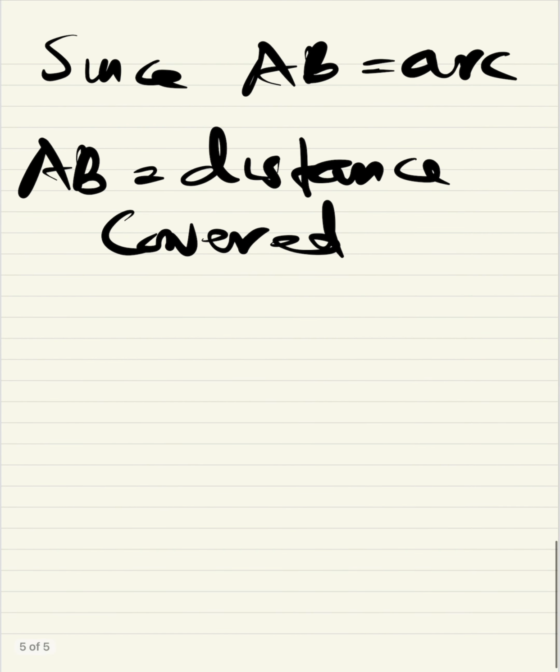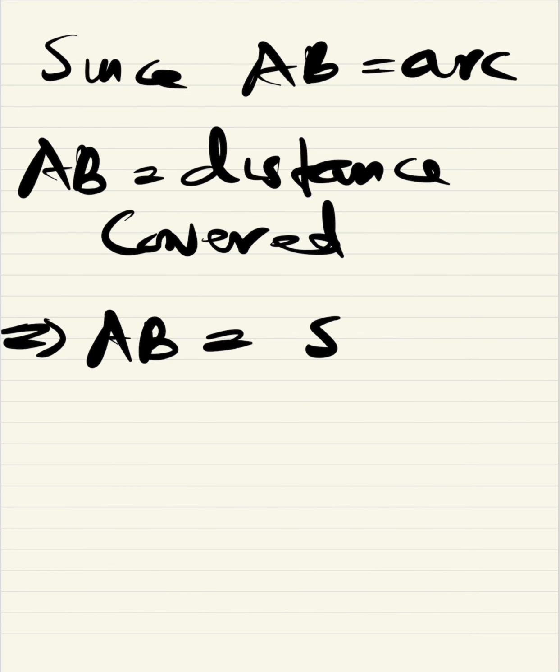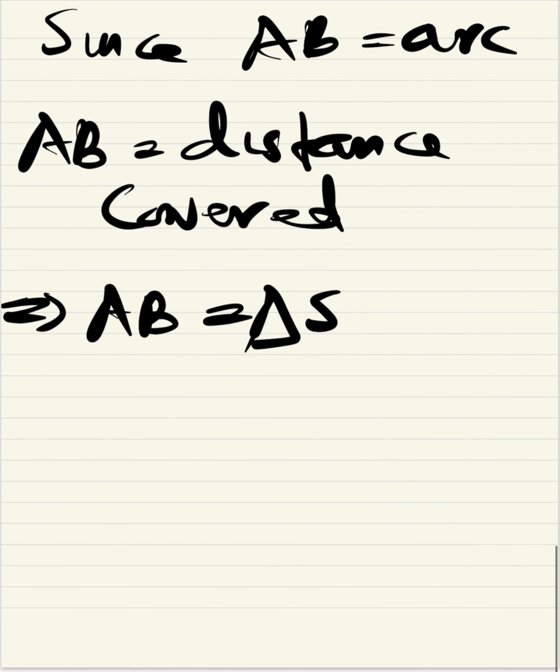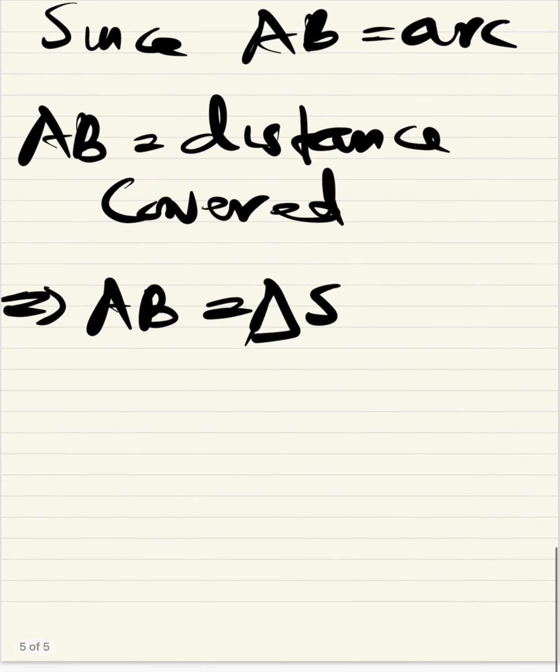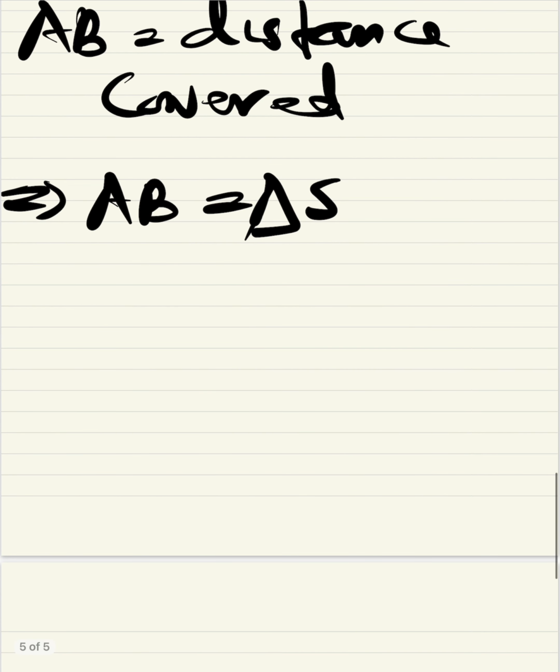And you know what distance is? We can say AB, we can take it as S, or let me say change in S. Right, we can say change in S, so the distance is changing over time throughout that particular curved path. So from there, what is that going to give us?